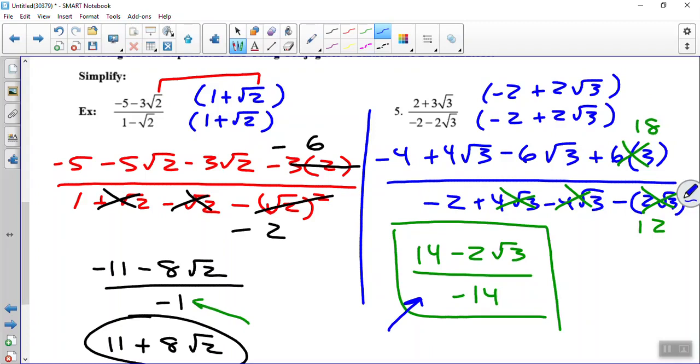So that is simplifying binomial expressions: multiplying, dividing, and adding and subtracting. Next class, you'll practice some of this, as well as do a review of the previous material, and then your test will be after that. All right, we will see you then.